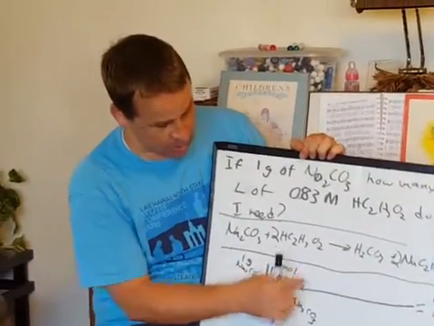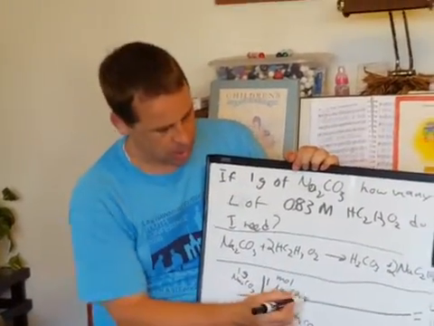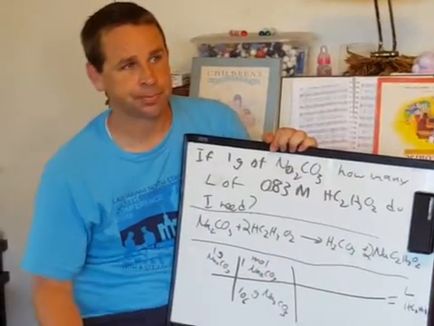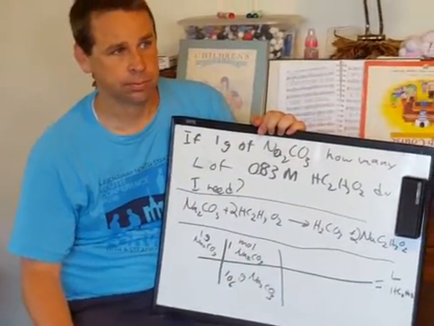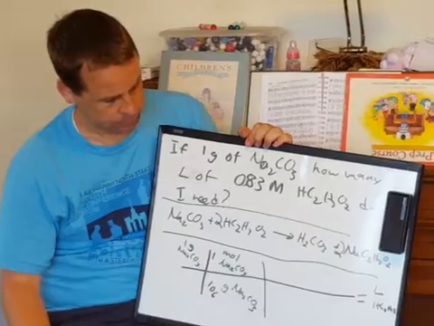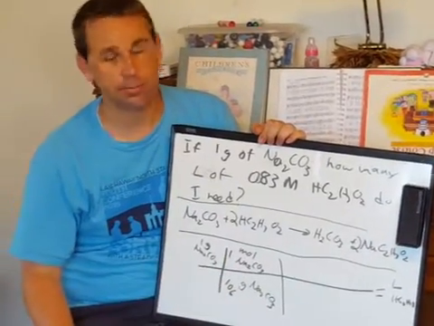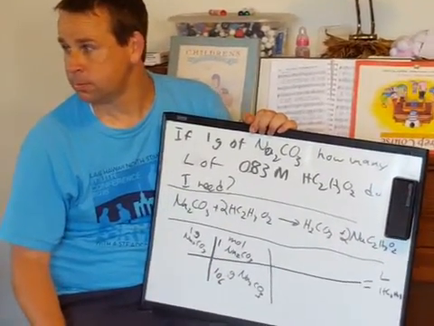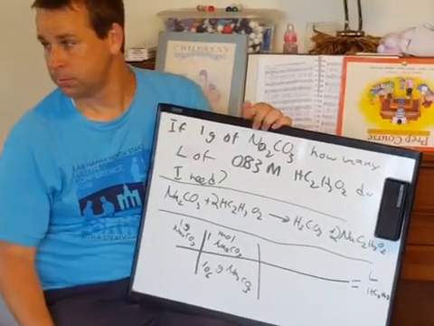Each mole of this stuff weighs 106 grams, right? And now what can we do? Well, you have moles right now. You want moles of sodium carbonate. So you can put 1 mole of Na2CO3 for every 2 moles of HCl.